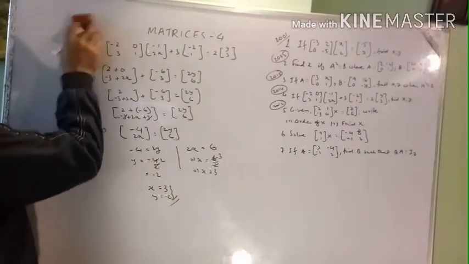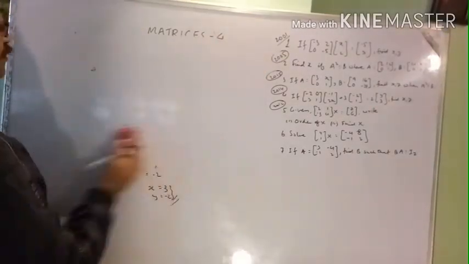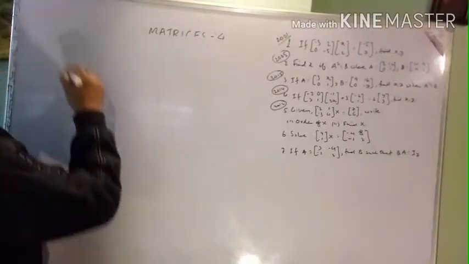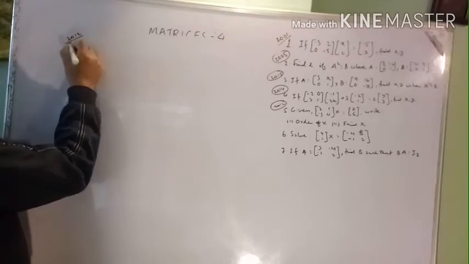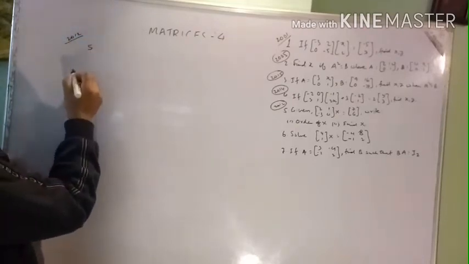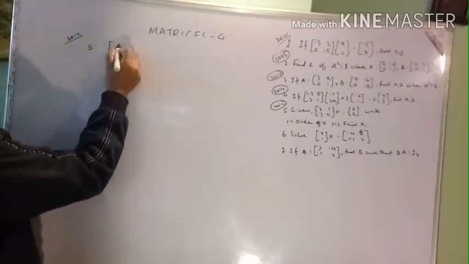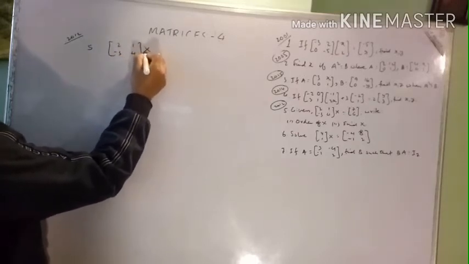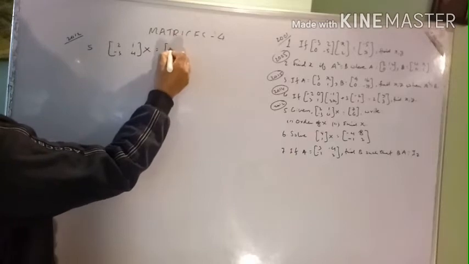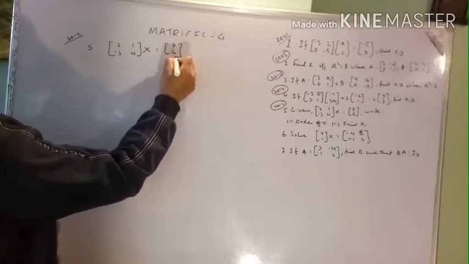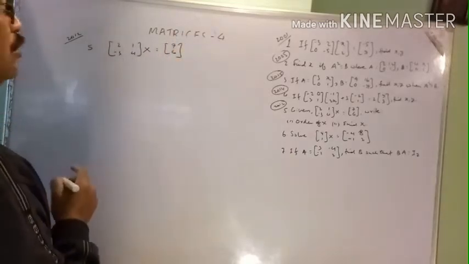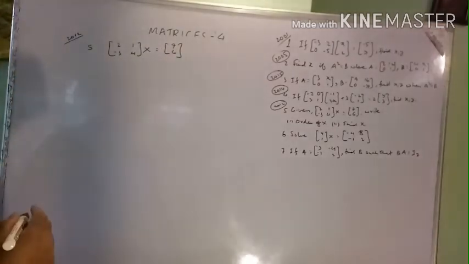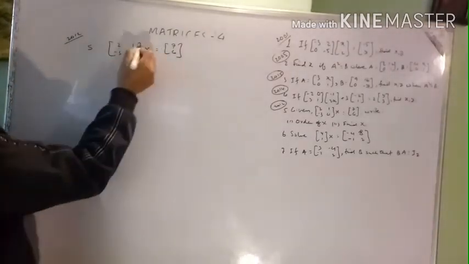Now let's take question number 5. It came in 2012, question number 5. So we are given the matrix [2, 1; minus 3, 4] into X is equal to the column matrix [7; 6]. Now we have to find the order of X. Okay, first the order, second part, find the matrix X.